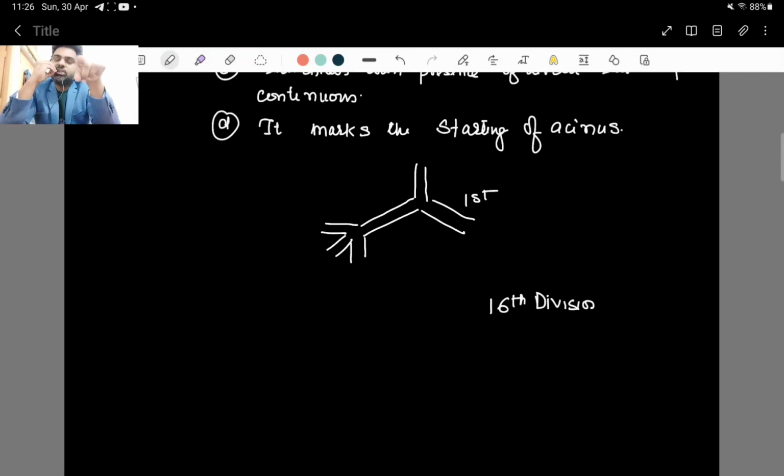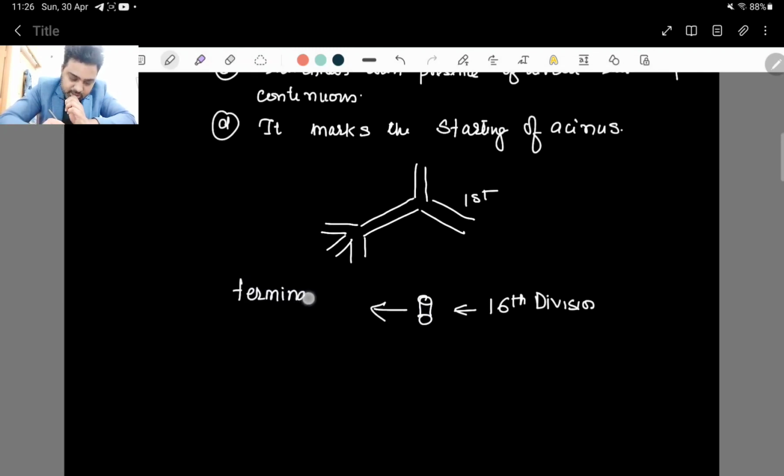We don't say that the bronchiole after the 16th division, or the bronchiole at the 16th division, is the terminal bronchiole. This is not the best definition, because in most individuals the 16th division is the terminal bronchiole, but it is not always true. So we cannot take it as a definition of the terminal bronchiole. Generally the bronchiole present at the 16th division is known as the terminal bronchiole, but again, we cannot take this as a definition.